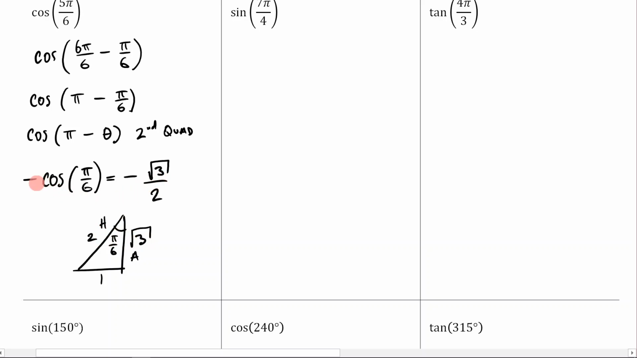I know it's negative because cos is negative in my second quadrant. That's how I'm getting my answer there. That's going to be my answer. Let's give it a highlight. Let's now move on to our next one.